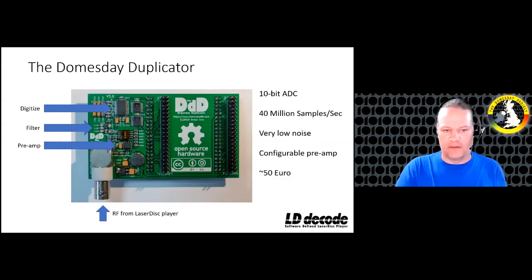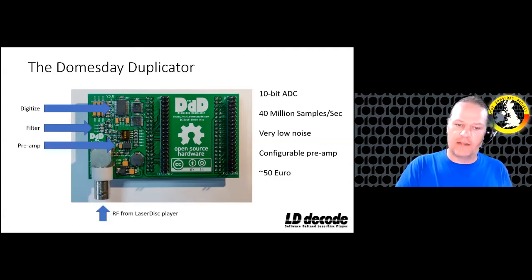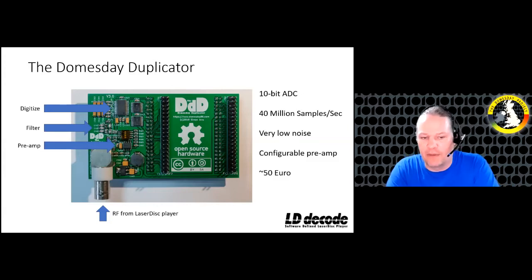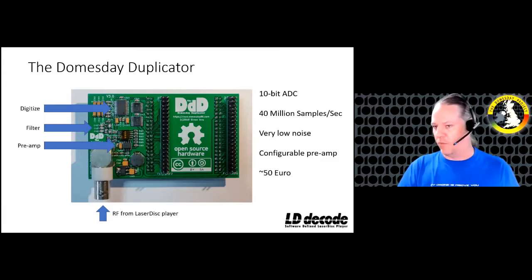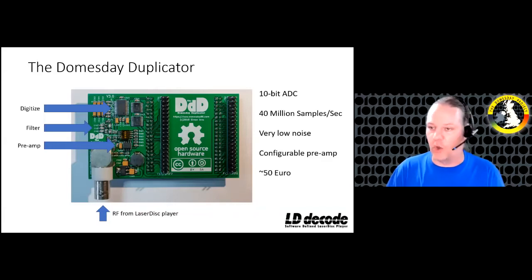The great thing about this is that it's a 10-bit ADC, so it has a good sensitivity range, at 40 million samples per second, which is huge. It's extremely low noise. It has a completely configurable preamp, so these switches that you see on it allow you to configure the board for completely different Laserdisc players. So it works. We haven't found a Laserdisc player it doesn't work with yet. The laser RF is not always at the same level, so this allows you to set the preamplification stage to whatever Laserdisc player you have. And this whole board costs around 50 euros, which is nothing for this type of application.